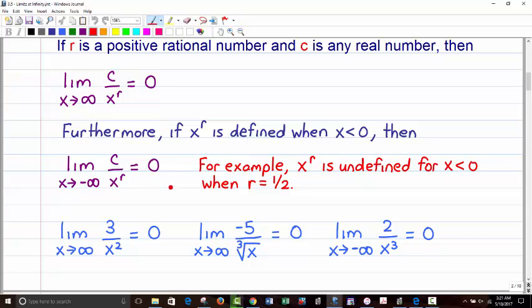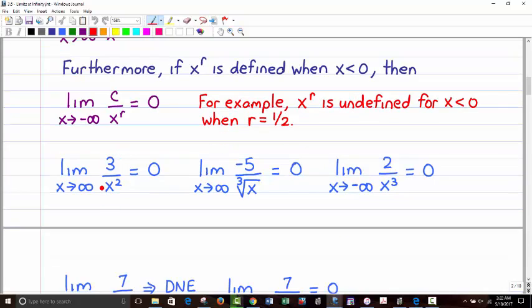But if r was any positive integer, or even like 1/3, because you can take the cube root of a negative number, it still works. So that's why it has that rule about being defined, in case it ran into a situation where it wasn't defined. C over x to the r would be 0, but obviously with even roots, negative values would be undefined. So any odd fraction denominator, 1/3, 1/5, or any positive integer, it's going to go to 0.